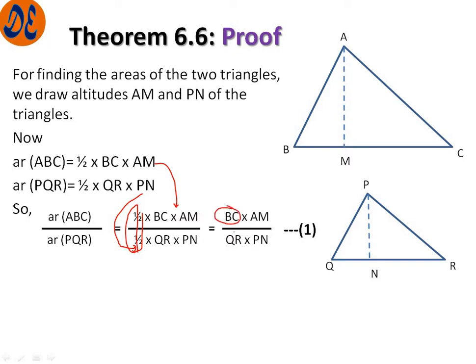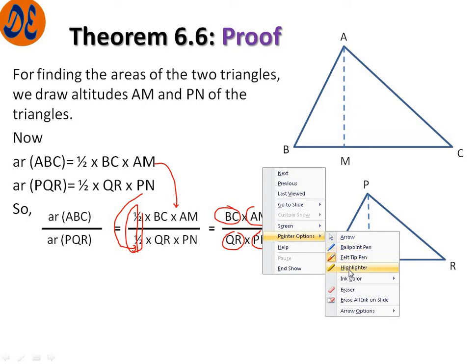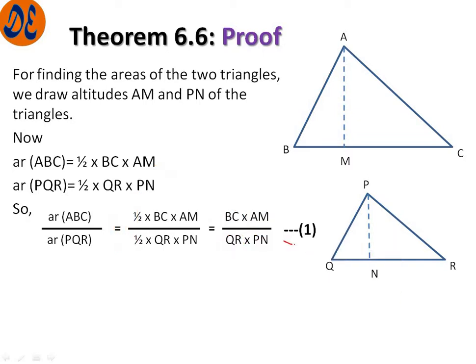So what is remaining? BC by QR into AM by PN. This is the result that we are getting, and we have taken it as equation number 1.